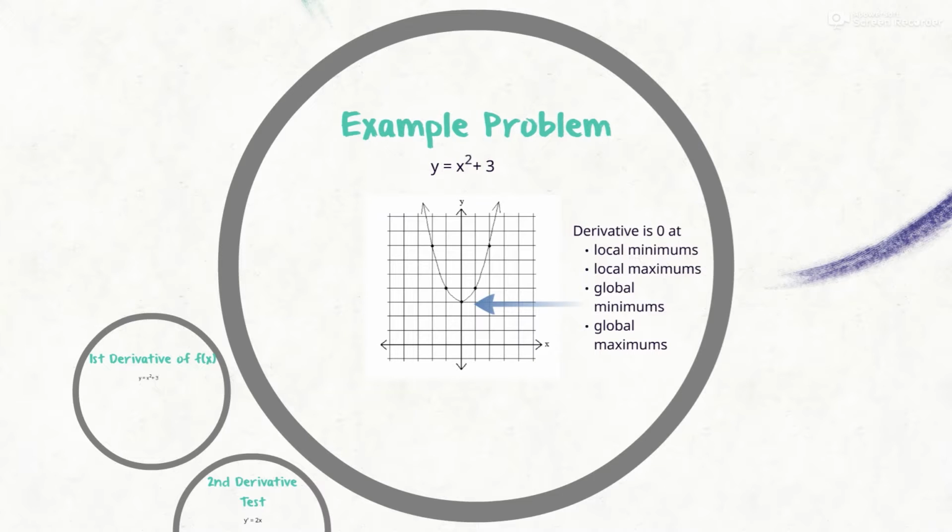So we're going to exploit that fact when we take these derivatives, and we're going to be able to solve for the location that occurs at. And this occurs for local minimums, local maximums, global minimums, global maximums. Any critical point that you have, the derivative is going to be 0.